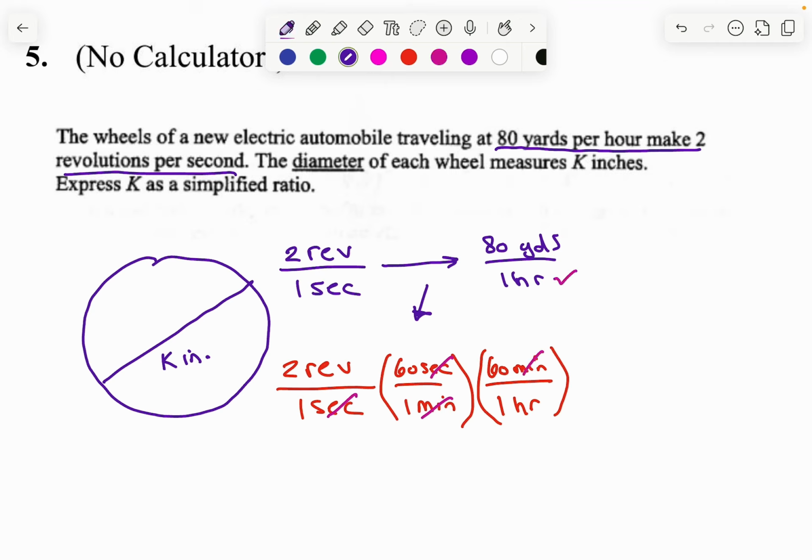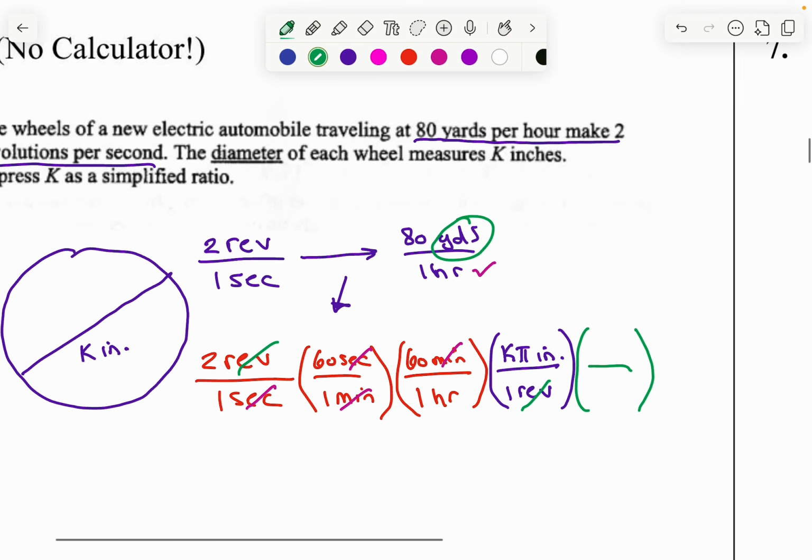Now I got to convert revolutions to yards. 1 revolution is worth a circumference. So in this case, since the diameter is k, the circumference is k pi inches. Okay, so now my answer is in inches per hour, but I got to convert inches into yards. So 12 inches is equal to a foot, and then 3 feet are equal to a yard.